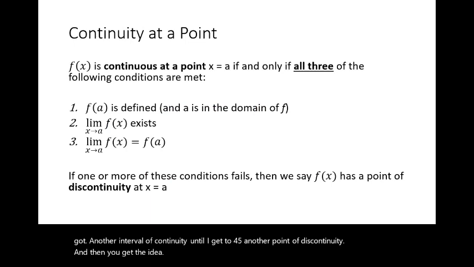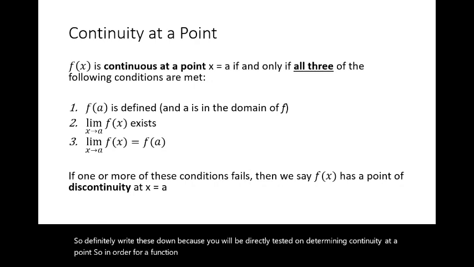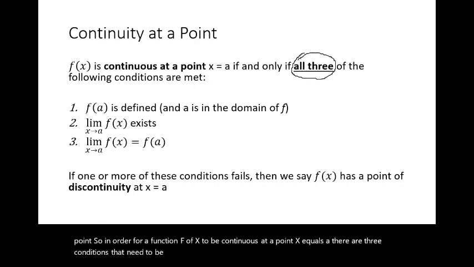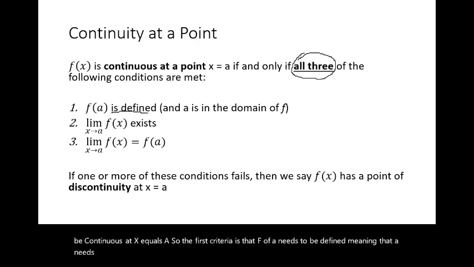So definitely write these down because you will be directly tested on determining continuity at a point. So in order for a function f of x to be continuous at a point x equals a, there are three conditions that need to be met. And all three conditions need to be met in order for a function to be continuous at x equals a. So the first criteria is that f of a needs to be defined, meaning that a needs to be in the domain of f.